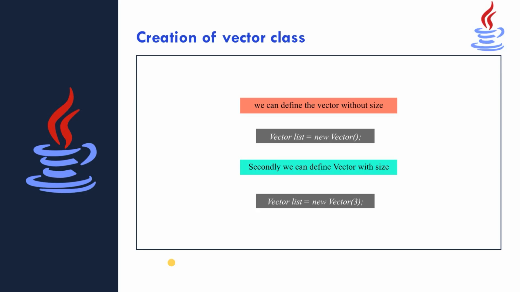How can we create a vector? There are generally two ways to create vectors. The first way is to define a vector without size: Vector list is equal to new Vector. New is the keyword used to create a new object. For a vector without size, the default size is 10. Secondly, we can define the vector with a size: Vector list is equal to new Vector, where we define the vector size as 3. So generally there are two ways of creating a vector.